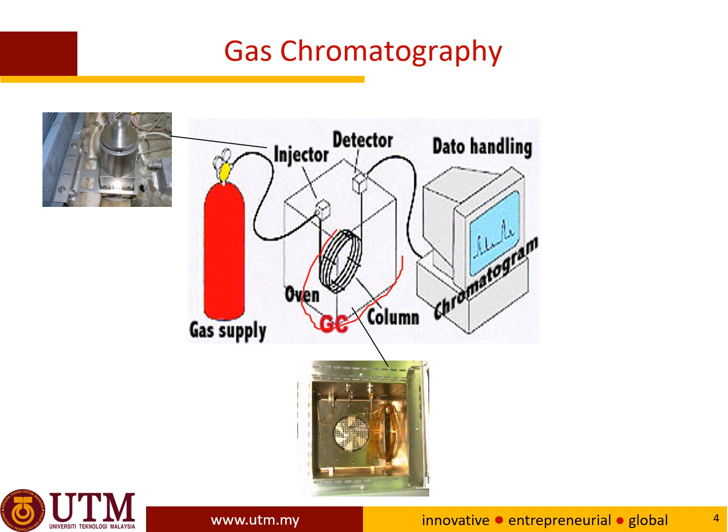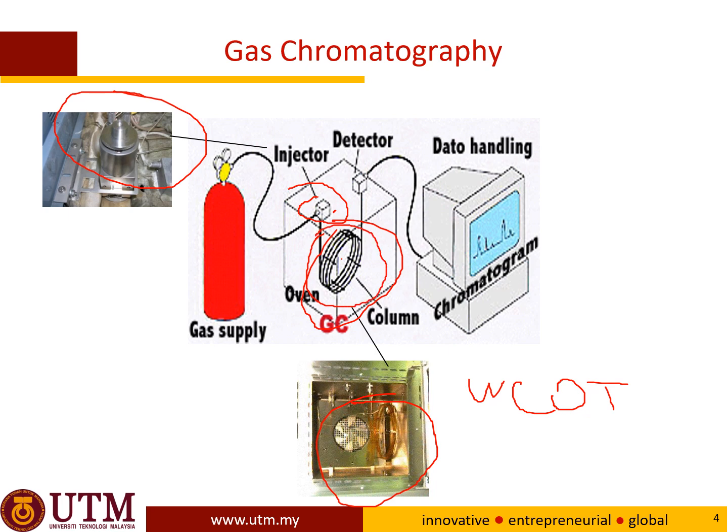You have the column at the heart of the instrument. This is where the stationary phase is. You can see this is the capillary column, usually the wall-coated WCOT. This is the injector. You still remember that the injector has to maintain a certain temperature, but it's still a lower temperature than the column oven, just enough to volatilize the analyte and go inside the column.